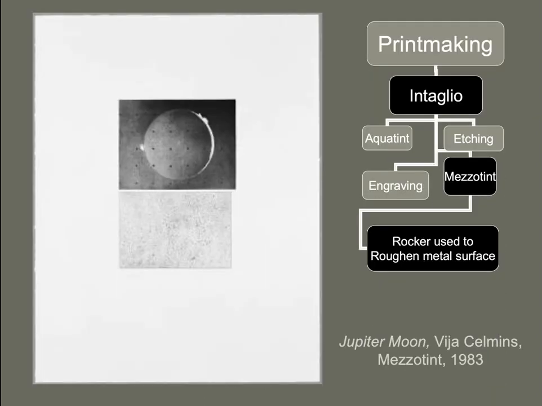This is a mezzotint, and in a mezzotint, a rocker is used to roughen a metal surface. With mezzotints, you're able to produce gradations and tones very nicely. So it's going to go from lights to darks very convincingly. The rougher the area, the darker the ink.